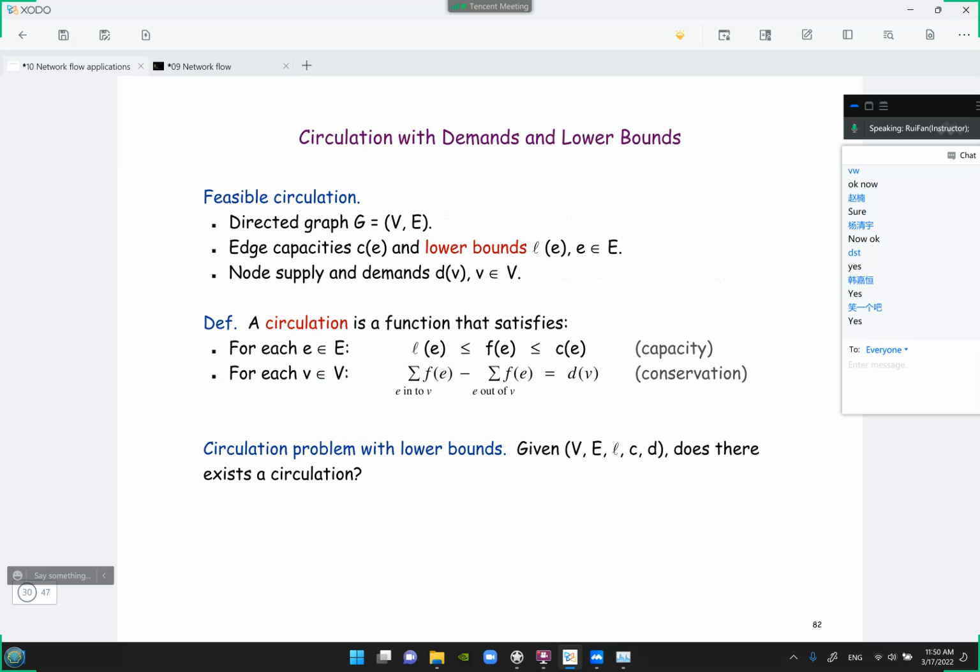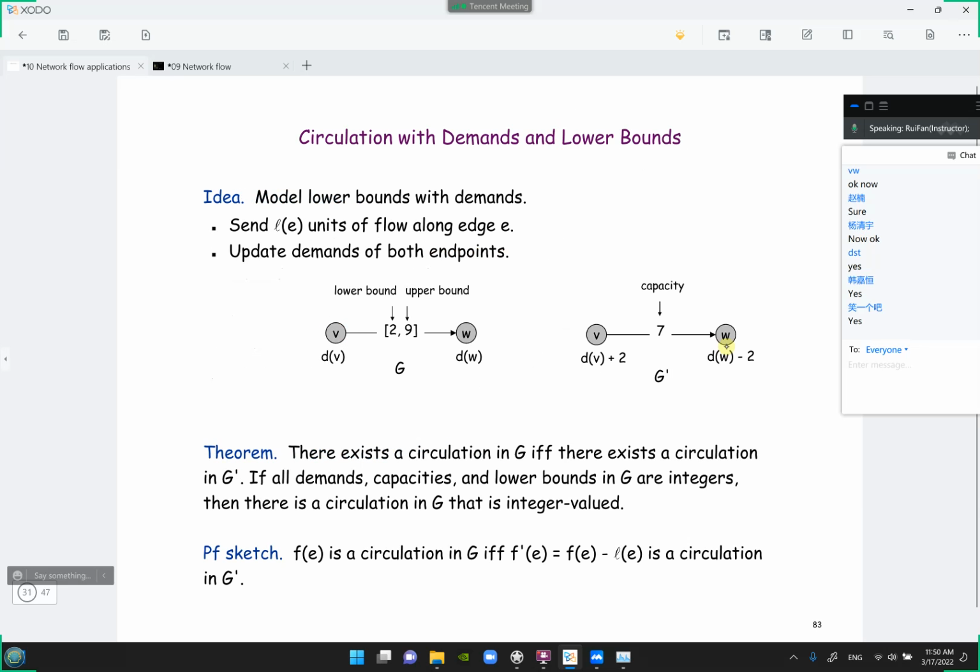Well, they're useful in their own right, but they're also useful because you can create another problem, which is circulations with demands and lower bounds. For the lower bounds, what we're saying is that for each edge, not only do you have a maximum capacity, so your flow cannot exceed 9, you also have a lower bound, so that your flow has to be at least, let's say, 2 or some other value. So now we have a new problem where we have both these demands and upper and lower bounds on each edge.